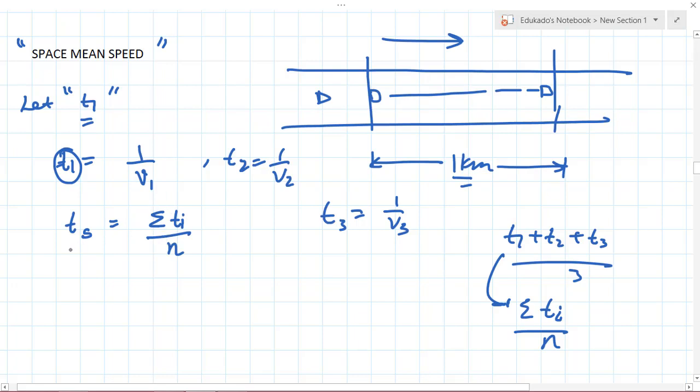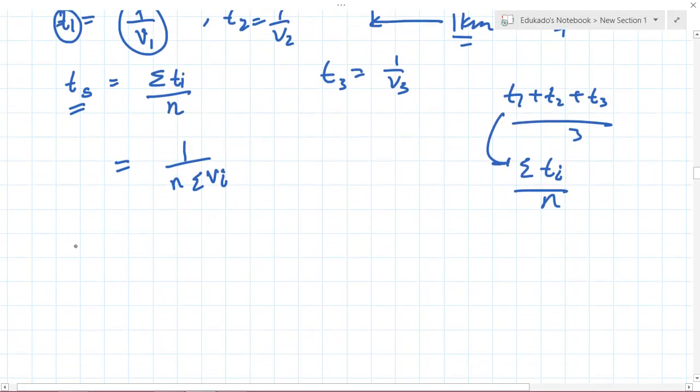So this is the average travel time, which I'm calling Ts. Ts equals sigma Ti upon n, and in terms of V I can write it as 1 upon n times sigma Vi. This is the term that I will use. So Ts equals sigma Ti divided by n, equals 1 upon n staying over there, and in place of Ti I will replace with 1 upon V1. So I'll replace it with sigma 1 upon Vi.